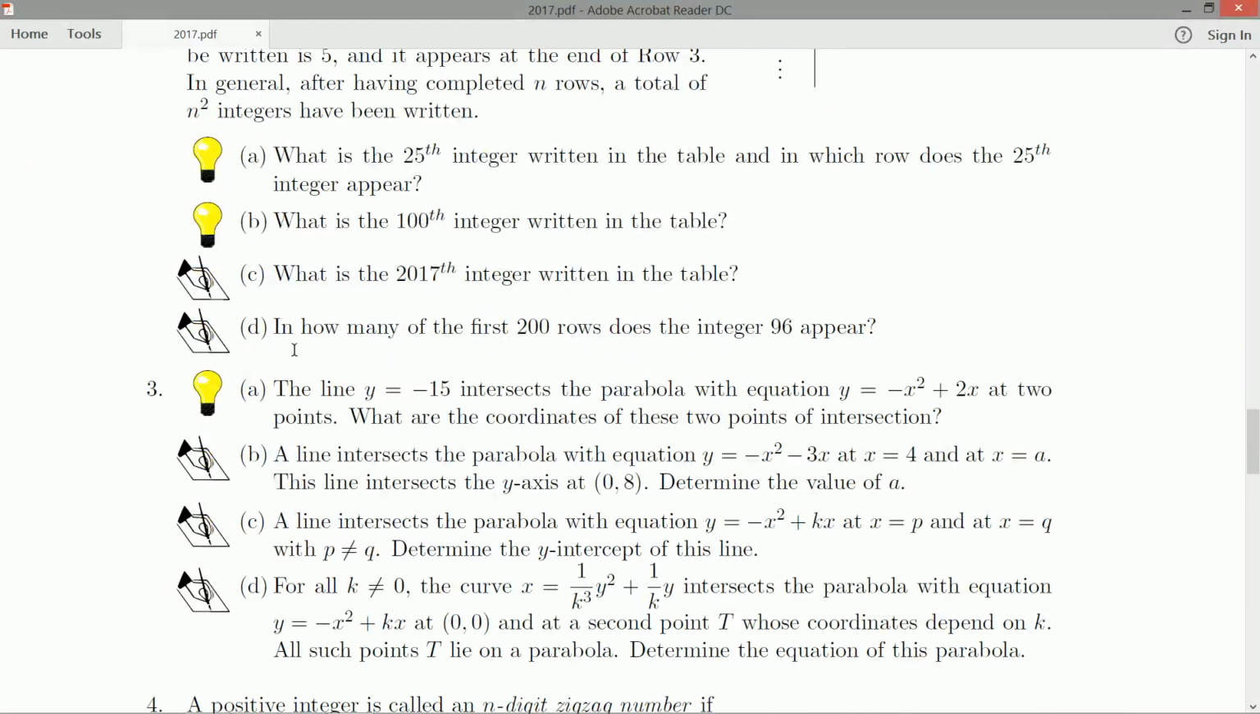D part. In how many of the first 200 rows does the integer 96 appear? Ooh, okay, now that's a little different. My theory of the chart doesn't really help here. Now, if you said what is the 96 in row 200, what is x, then yes, my theory would help. But what are we to do here?